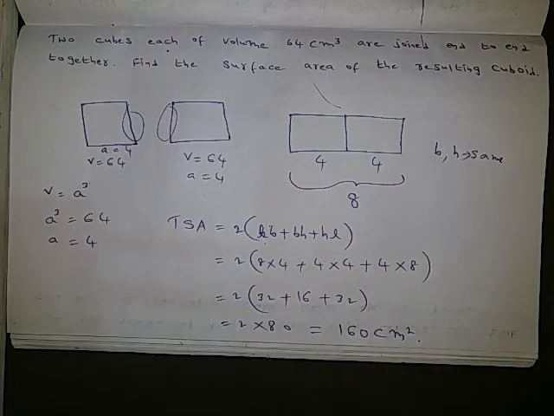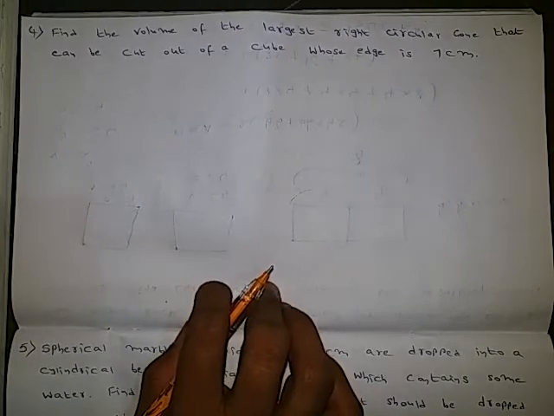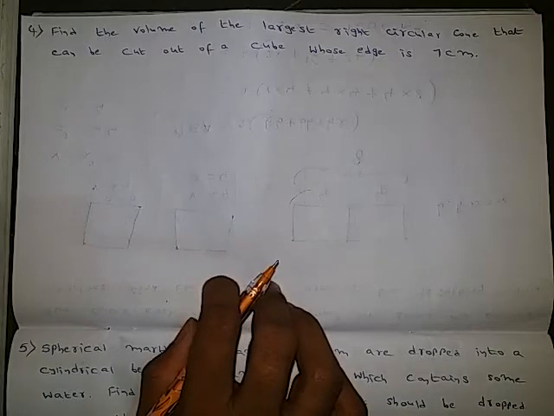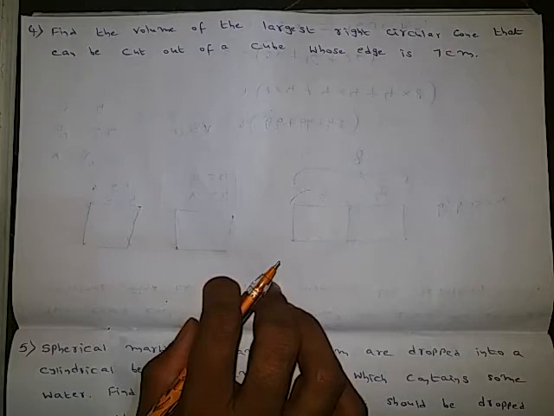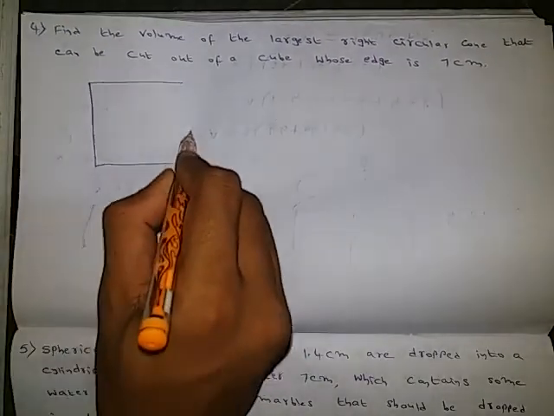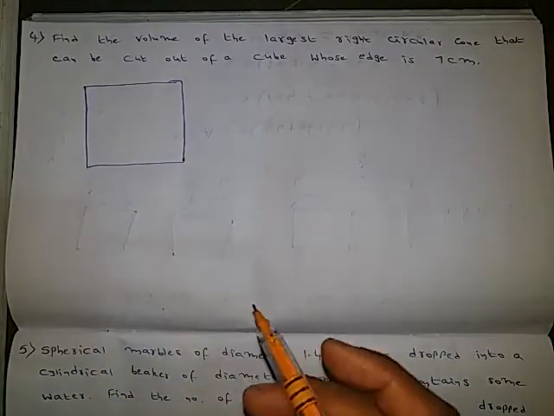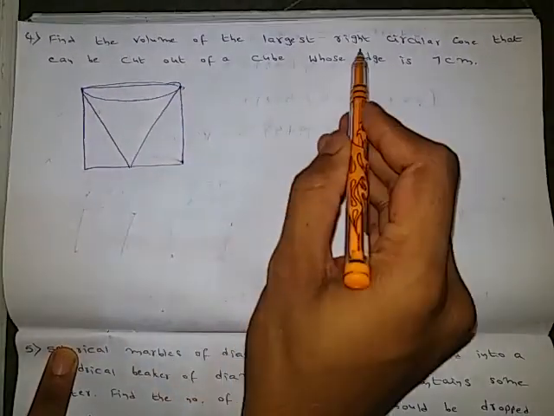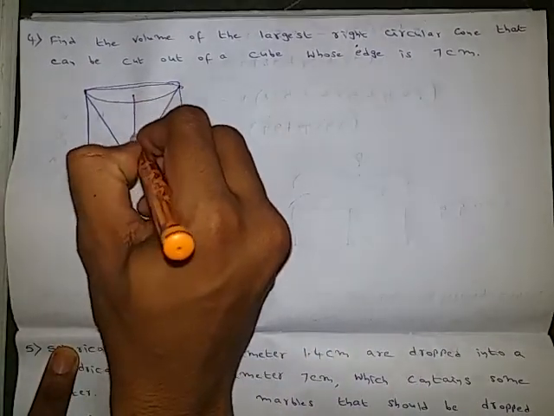Okay, let's move to the next question. Find the volume of the largest right circular cone that can be cut out of a cube whose edge is 7 centimeters. We have one cube. From this cube he is cutting a cone. He clearly mentioned that it is a right circular cone, so compulsorily this should be perpendicular only.